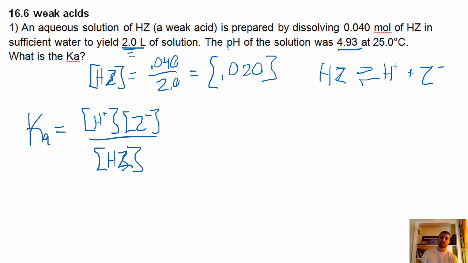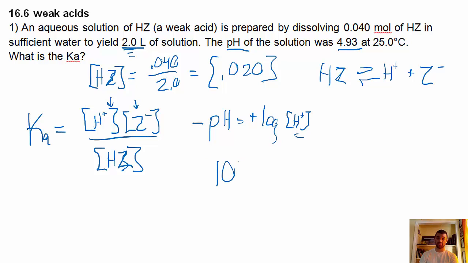They tell me the pH, which helps me figure out the concentration of H plus, which is going to be the same concentration as Z minus. So the next step: I know the pH equals negative log of the H plus concentration. I need to solve for H plus, so I rearrange things. I move the negative to the other side and get rid of the log by putting everything to base 10 power: 10 to the negative pH equals the concentration of H plus. They gave me the pH, now it's just plug and chug.